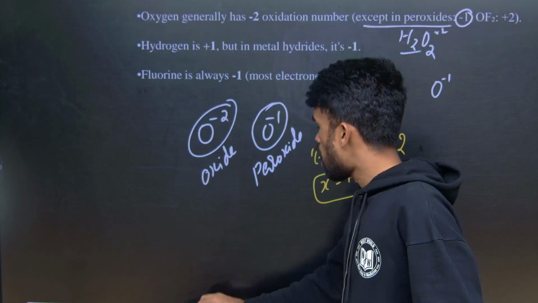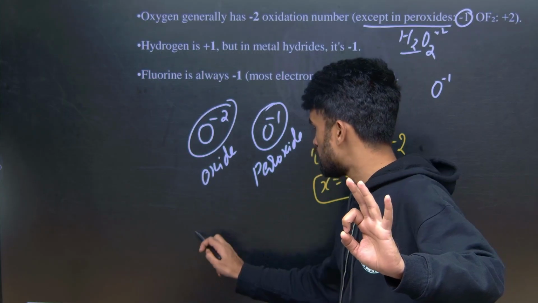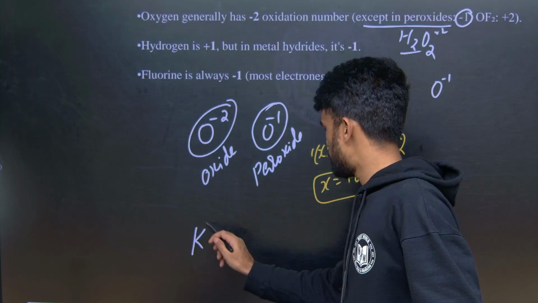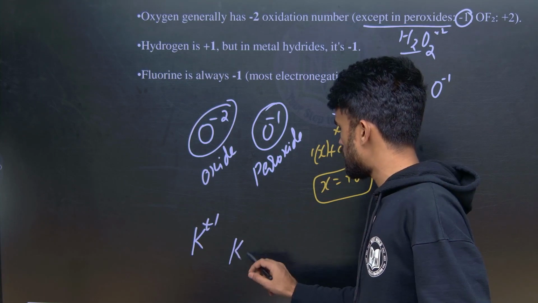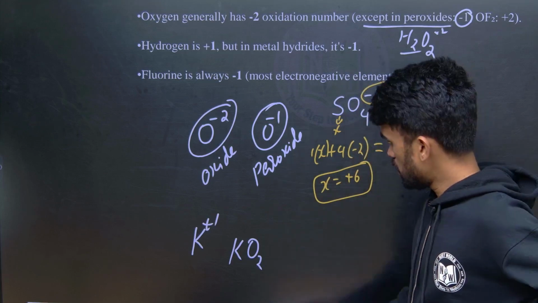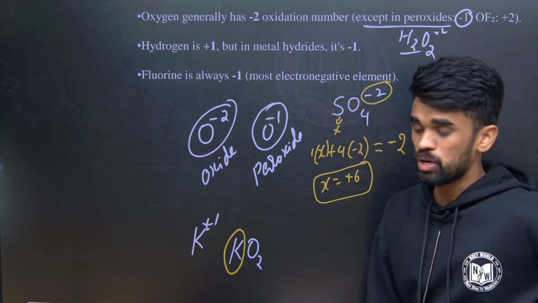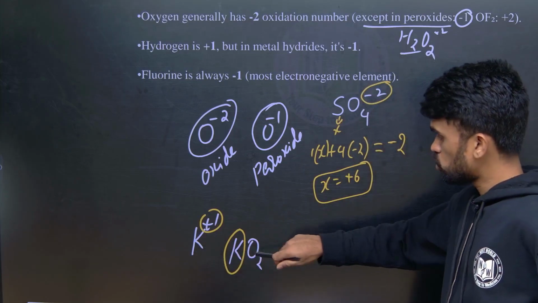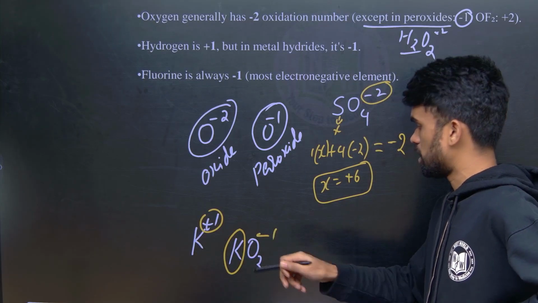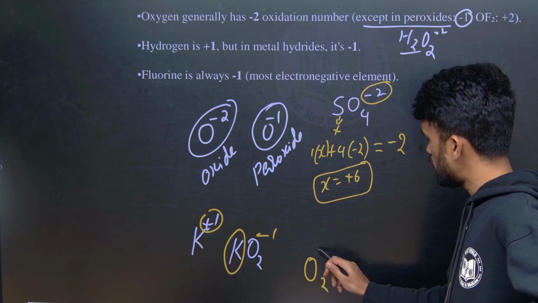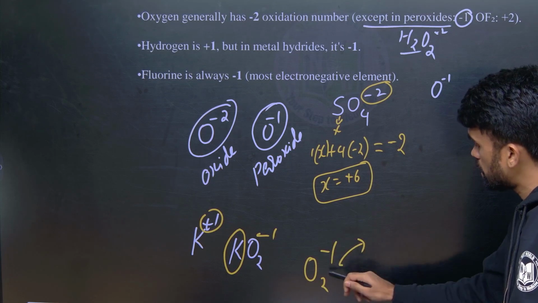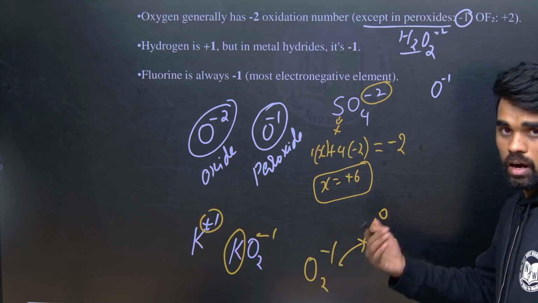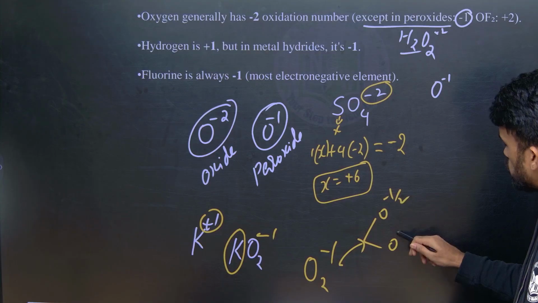For example, all the alkali metals, remember, like sodium, potassium, lithium, will exist with +1 charge. Let us say here I have KO2. In this case, the oxidation state of potassium is always +1. If it is always +1, the negative charge on O2 should be -1. For the O2 molecule it is -1, and here 2 oxygen atoms are there, so divide this -1 into 2 parts, so it becomes -1/2 each.